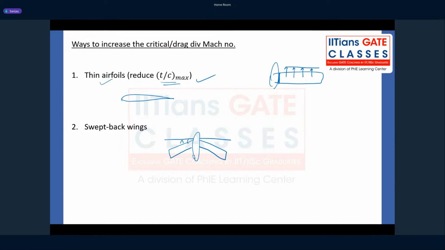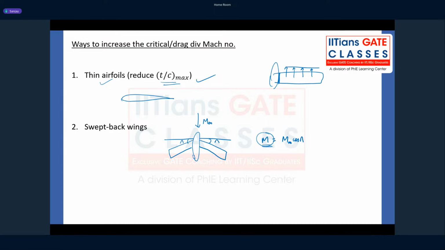So swept back wings means you give a spanwise inclination to the wing with respect to the horizontal, right? So if you sweep the wing, what will happen? The effective Mach number that every aerofoil is going to see will get reduced, right? Although it is subjected to Mach number M infinity, the effective Mach number that the aerofoil section will see will be reduced because of the sweep angle. So because of that, again, by the same argument, critical Mach number is increased.